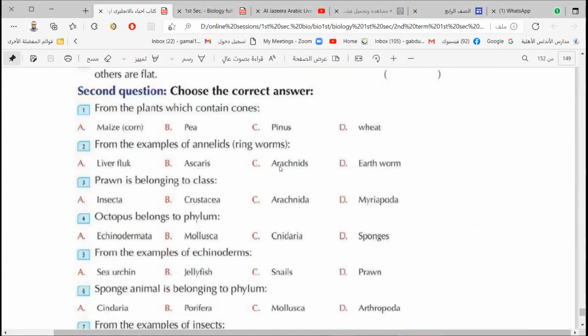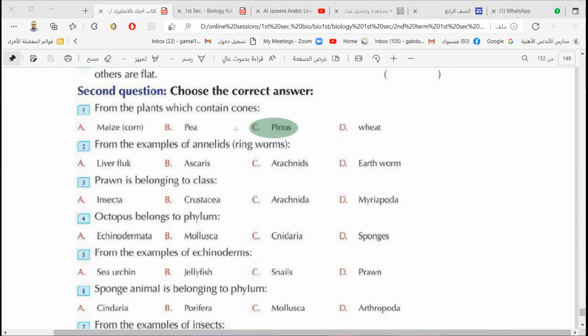Right. Choose the correct answer. The plant which contains cones. C, cones. Of course, it is Pinus. C is correct. The Pinus plant has cones. It is from the gymnosperms. It doesn't have a pericarp or fruit envelope.